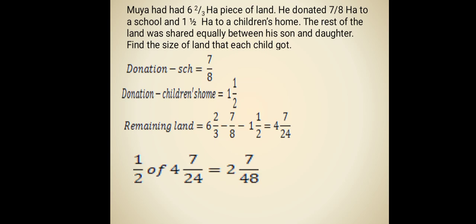So the remaining land, we shall take the whole land, which is 6 and 2/3, less the donation of 7 over 8 and of 1.5. So we have that the remaining land is 4 and 7 over 24. But remember, the remaining land was divided equally among his children. So take a half of 4 and 7 over 24, we get that it is 2 and 7 over 48. So each child got 2 and 7 over 48 hectares.